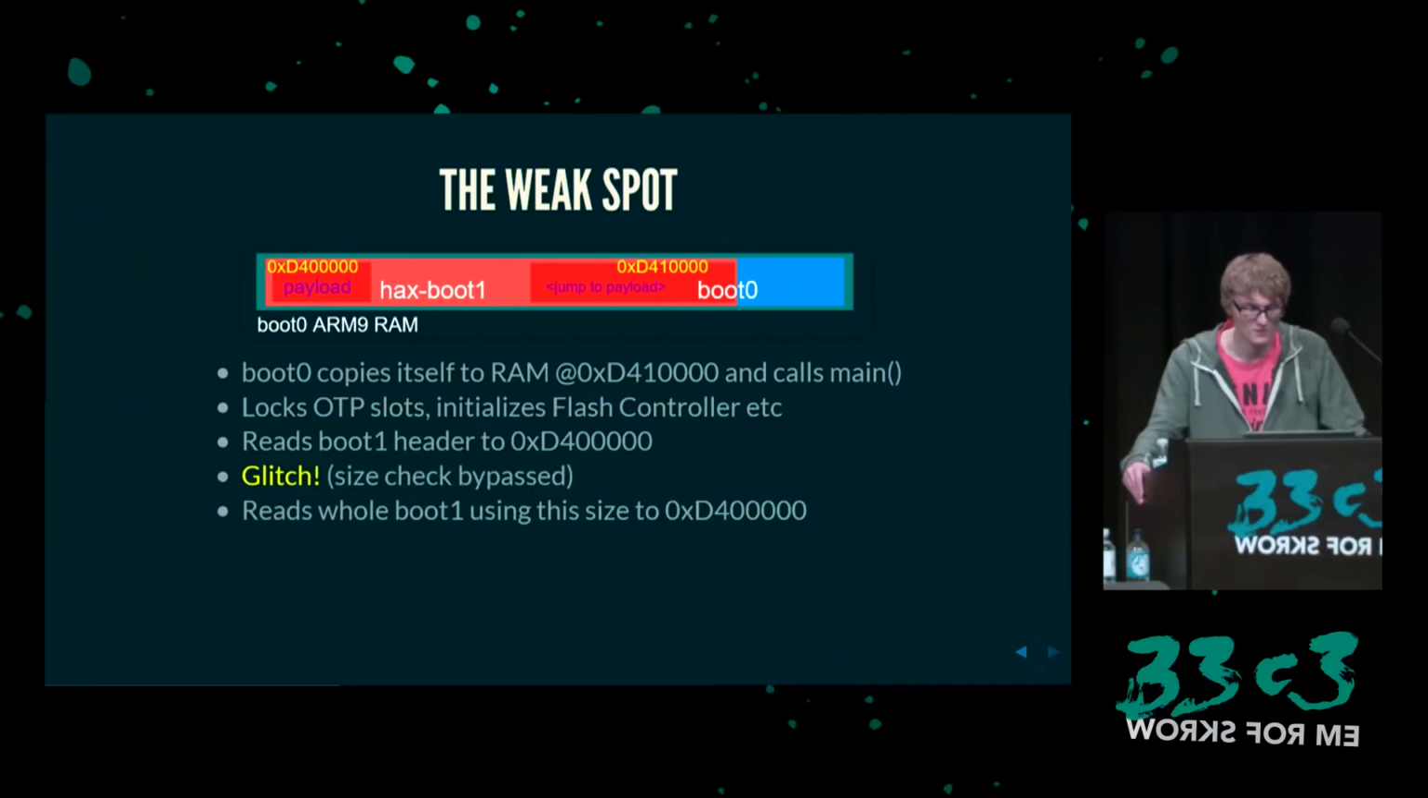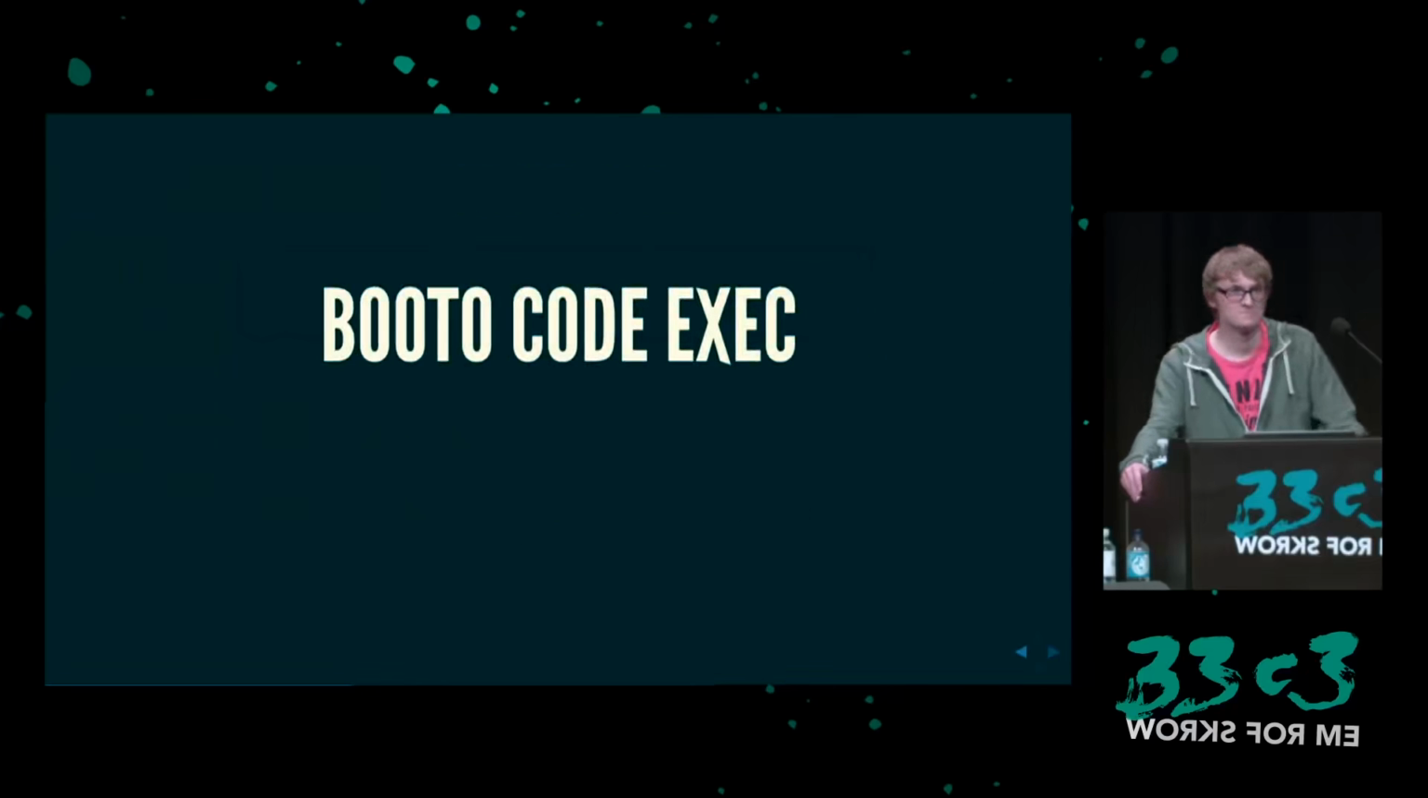And we have some jump instructions at the end. So when it returns from the flash read function, it will eventually jump to our code. And this is actually boot 0 code execution. Okay, so we have boot 0 code execution, and we can just dump the boot1 key from RAM.